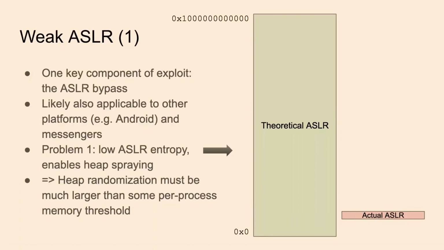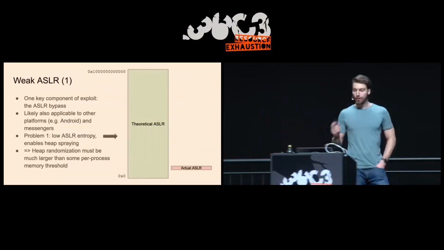So Android has a very similar problem with mappings being at the same address across processes. And other messengers have these receipts and so on. So I think a lot of this applies not just to Apple, but to Android and to other messengers. But okay, what is the first point?